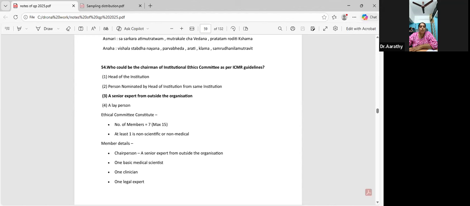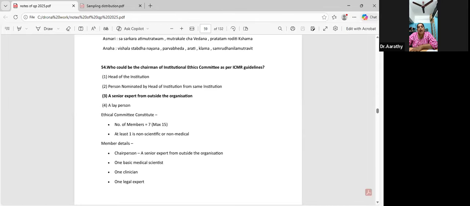Okay, so every institution will have an Institutional Ethics Committee wherein the number of members is a minimum of 7 to a maximum of 15 members in the council. And the chairman of the committee should be a non-affiliated person, which means should not be a member of the institution. He or she should be a senior expert from outside the institution or outside the organization. But the member secretary would be a person nominated from the institution itself.